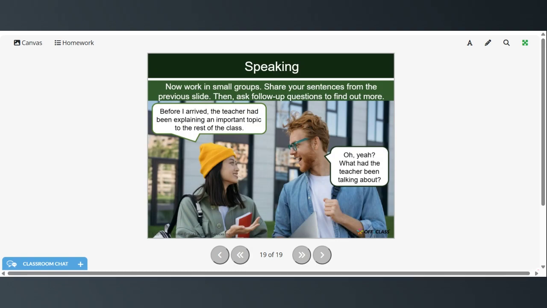And here's some speaking practice that you can do on your own. Use your sentences from the previous slide and try to find a partner and ask follow-up questions to find out more about the situation. So here's an example. Before I arrived, the teacher had been explaining an important topic to the rest of the class. And the other person says, oh yeah, what had the teacher been talking about?